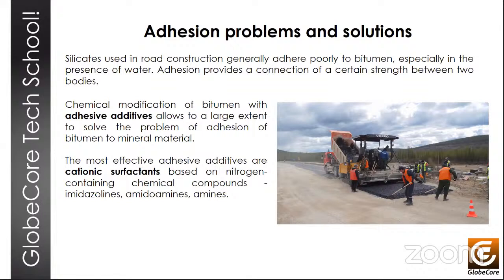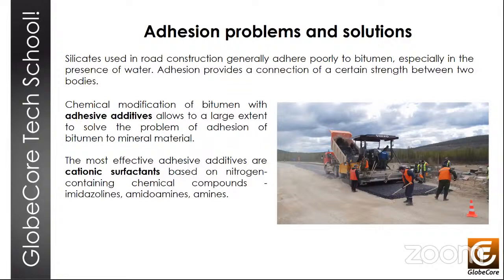Silicates that are used in road construction generally adhere poorly to bitumen, especially in the presence of water. And this is because the surface of sand and gravel particles usually has a pronounced hydrophilicity, and as a result, bitumen is held only due to the micropores and defects on the surfaces. Water penetrating through the pores in the asphalt concrete to the bitumen-mineral material interface gradually displaces that bitumen film and destroys the road surface.